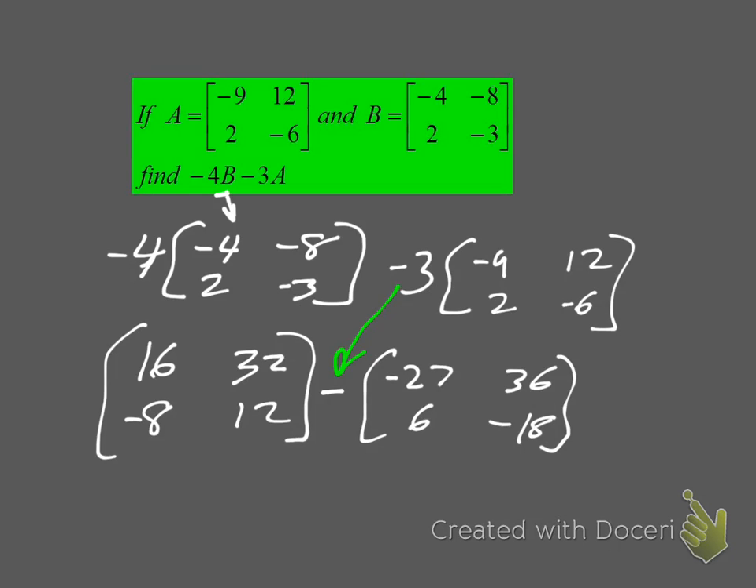So 16 plus 27 gives you what, 43? Is that right? Hope so. We're going to roll with it. 32 minus 36 gives you negative 4. Negative 8 minus 6, negative 14. And 12 plus 18 gives you what, 30? Let's see, 27, 37, 43, yeah. 32 minus 36, there's negative 4, negative 8 minus 6, negative 14, 12 plus 18, 30, yeah, cool.